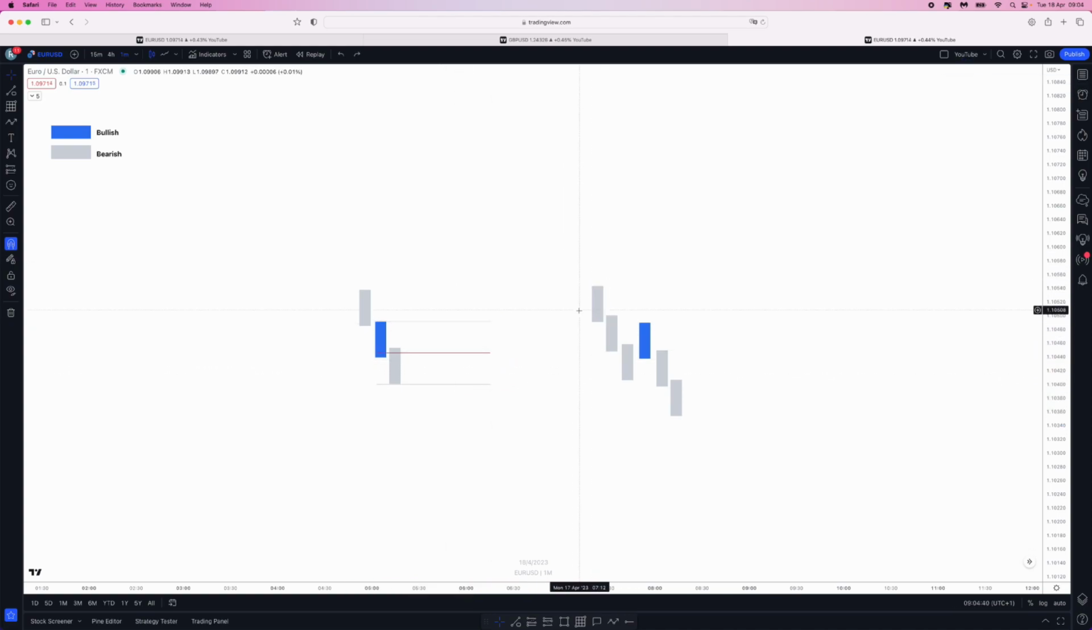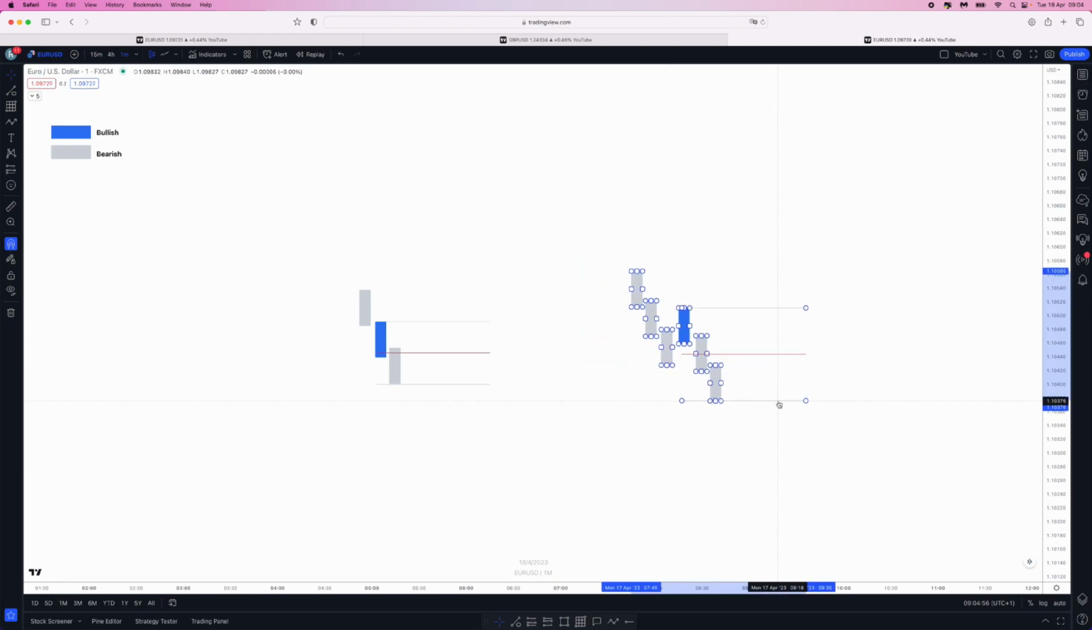And then what you want to do on this is see where your pullback is, see where the break is, and then mark your range from the bullish candle down to the bearish candle, and it's just like that. So it's really simple, really easy to trade. Super mechanical, and it's really easy to get involved.